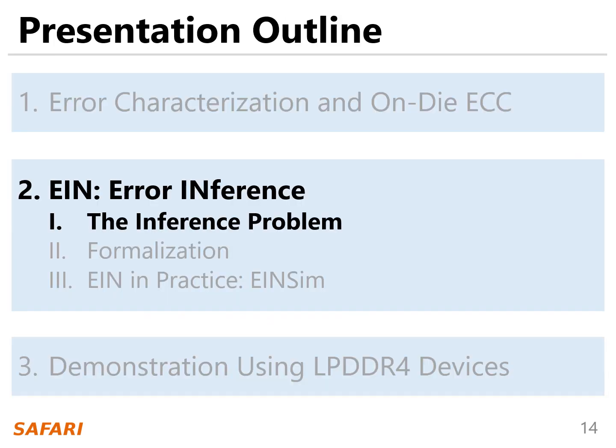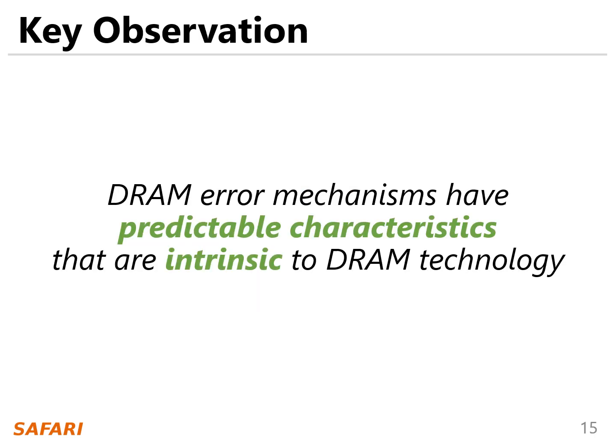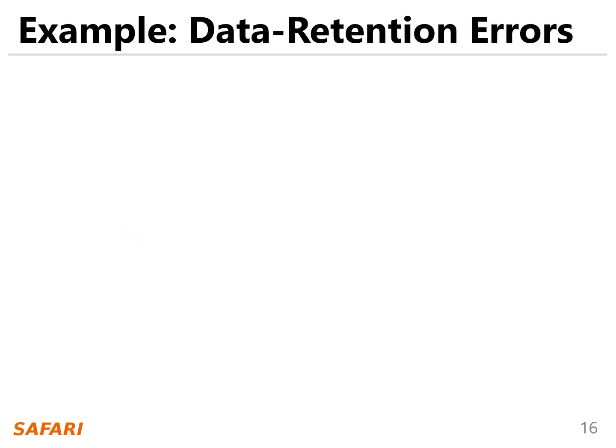So now I'm going to introduce EIN, which is the error inference methodology we propose in this work, and I'm going to first talk about the inference problem. So EIN is based on the key observation that DRAM error mechanisms have predictable characteristics that are intrinsic to DRAM technology. And as an example, I'm going to talk about data retention errors.